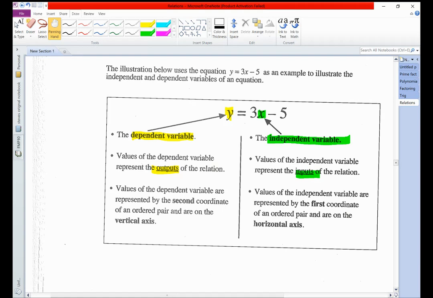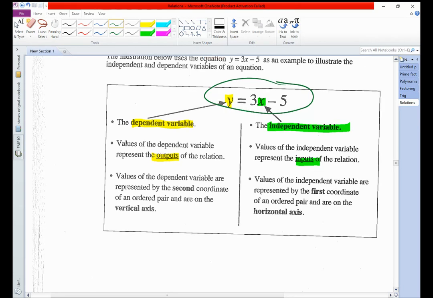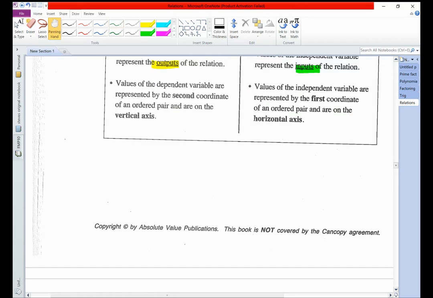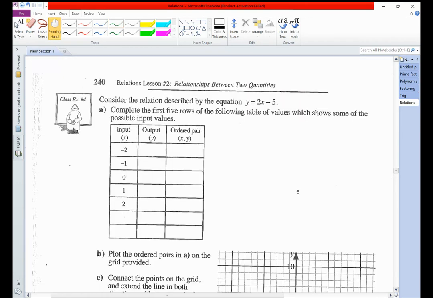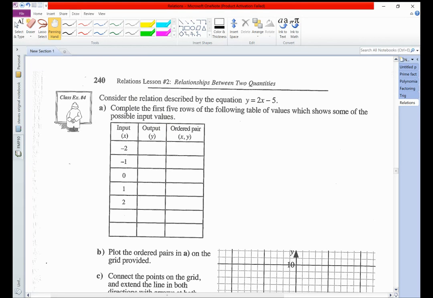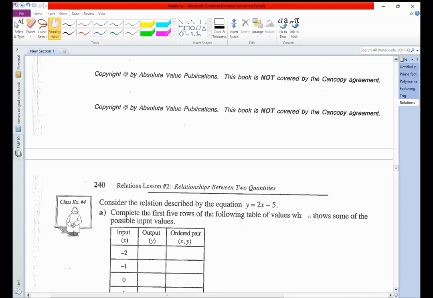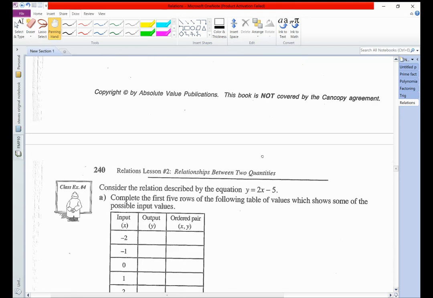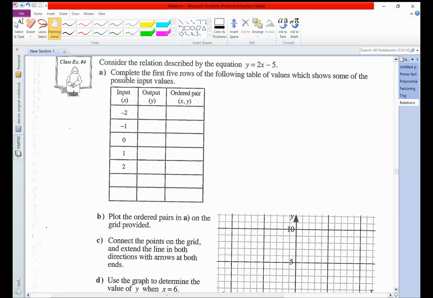Hopefully that makes sense. We're going to see a ton of equations in the future that look like that. y is equal to 3x minus 5. That's a typical slope-intercept form equation. Dependent is equal to a bunch of numbers and the independent variable in an equation. Okay, consider the relation described by the equation y is equal to, oh, this is not in my, oh, they skipped the page. Did I not? Dang, I don't think I copied a page. That's okay, we'll go over that in class for sure.